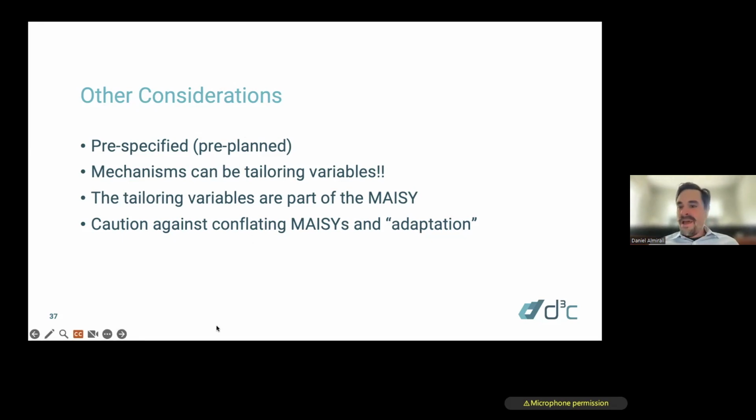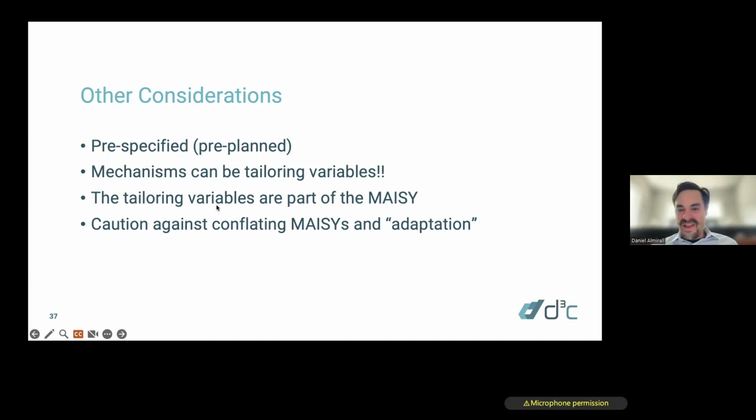Okay. And then the cool thing about MAISYs is that mechanisms can be tailoring variables. People love that. Those of you that are implementation scientists that love studying mechanisms, you are thrilled if one of the mechanisms you discovered or that you're proposing ends up getting used in a MAISY. You're thrilled, right? Aren't you? Because now it's not just a mechanism. It's not just a thing that explains why something worked. It's actually being used to decide what strategy to offer. And you guys love that. So that's why I have that bullet.